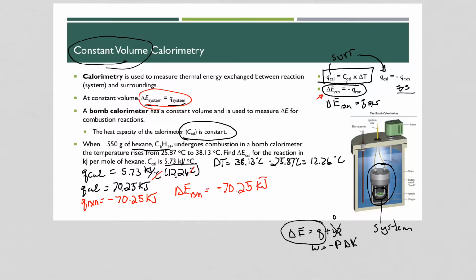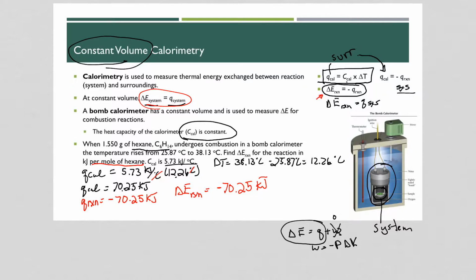Now, that's not the end of our problem, of course, because if you look closely, they want us to find the change in energy of the reaction in kilojoules per mole of hexane. So this is the total amount given off when we combust 1.55 grams of hexane. But a lot of times we'll standardize things to per mole of hexane, so then we can look at more comparative things. We don't have to use exactly the same amounts, but if we can compare them on a per mole basis, we can see, oh, this gives off this much per mole, this gives off this much per mole.